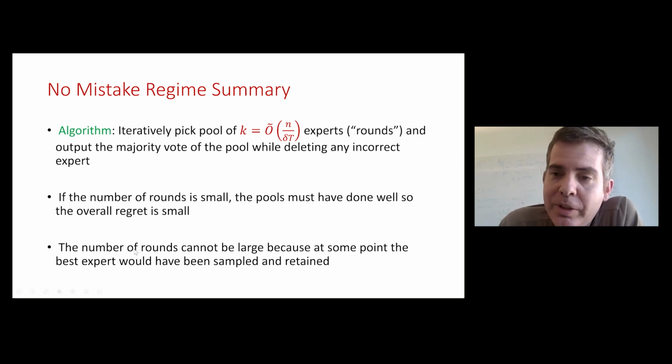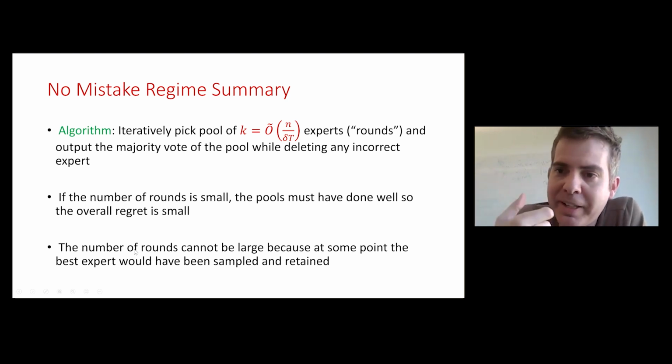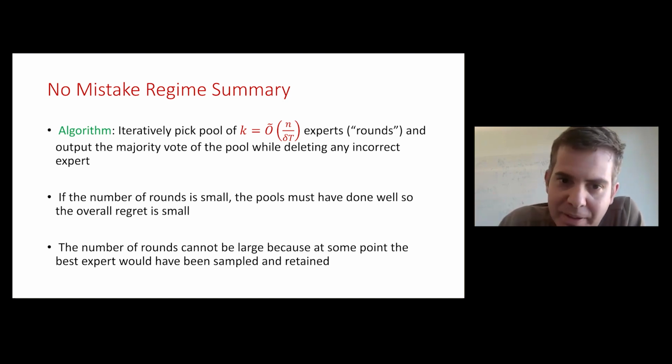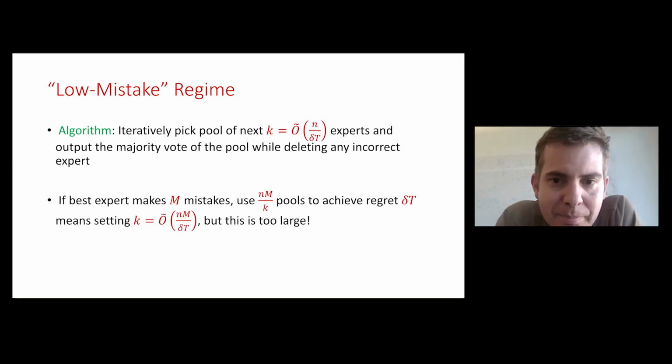Otherwise, the number of rounds is large enough so that the best expert gets included in your pool. And it makes no mistakes, so you don't delete it. And then you just are correct forever at that point. So you're balancing these 2 properties. This is the no mistake regime again.